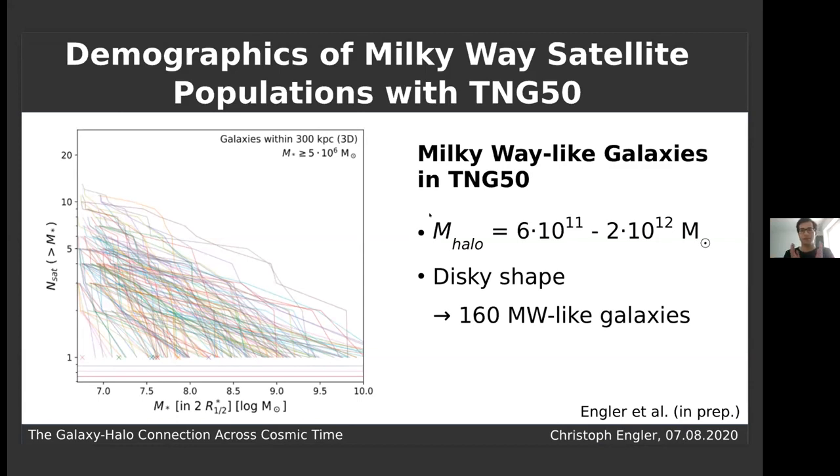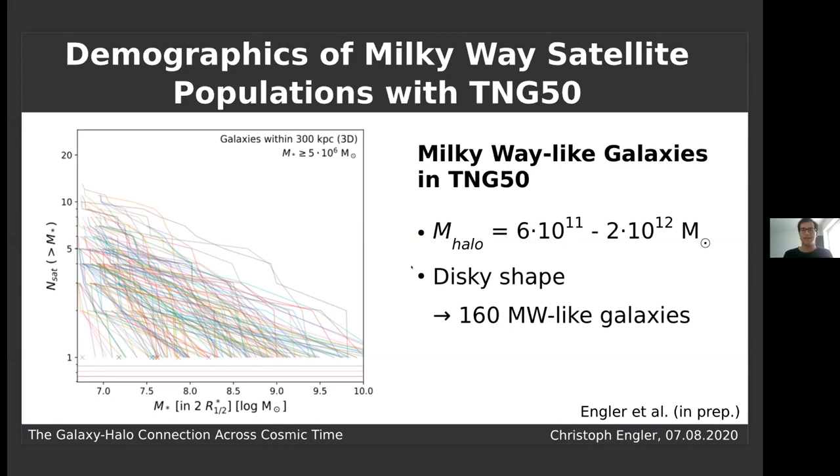So if we're looking for Milky Way-like galaxies in TNG50, we set out with a simple cut in halo mass, so everything from 6 times 10 to the 11 to 2 times 10 to the 12 solar masses, and we require them to have a disky shape. And this leaves us with 160 Milky Way-like galaxies, for which you can see their satellite systems on the left as a satellite stellar mass function.